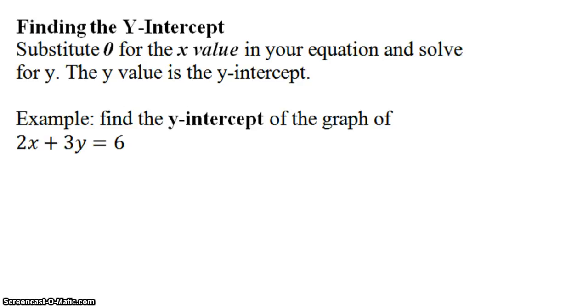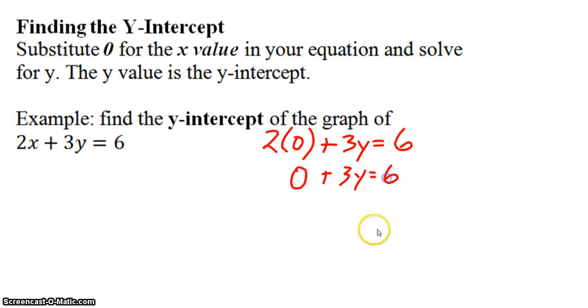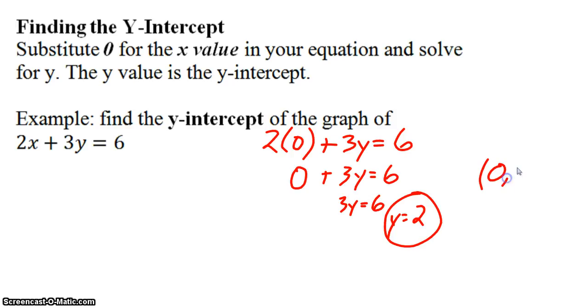Now, if they give you the same case but ask you to find the y-intercept, you plug in 0 for x and then solve for y. So for example here, this would be 2 times 0 for x, plus 3y equals 6. 2 times 0 is 0, plus 3y equals 6. So 3y equals 6. You would divide out the 3, and y would equal 2. So the y-intercept is (0, 2).